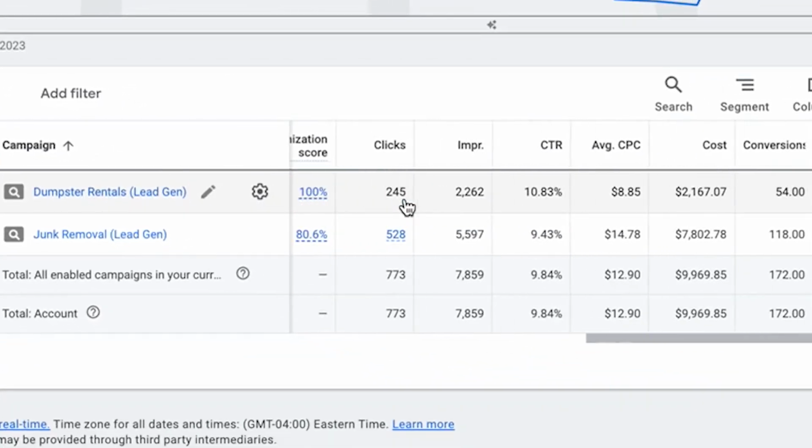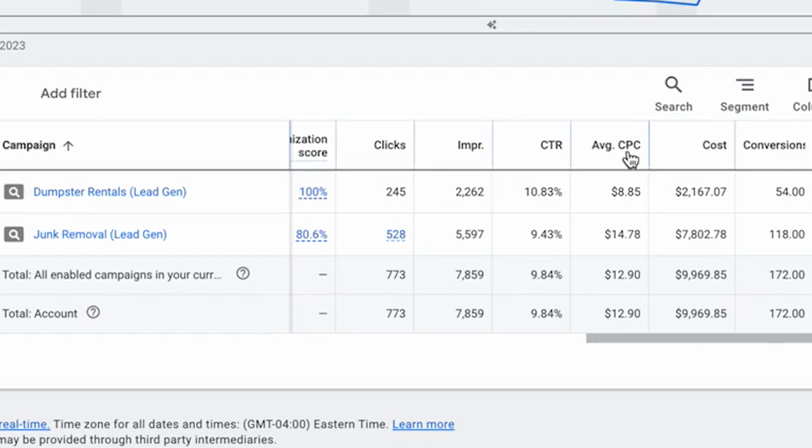So in the last 30 days, they've gotten 245 clicks, 2,200 impressions, 10.83% click-through rate, which is awesome. That means people like our ads. Anything over 5% is great. Average cost per click is about $8 or $9, $8.85. But don't focus on that. That is irrelevant. The only thing that matters is the cost per lead. Okay, not the cost per click.